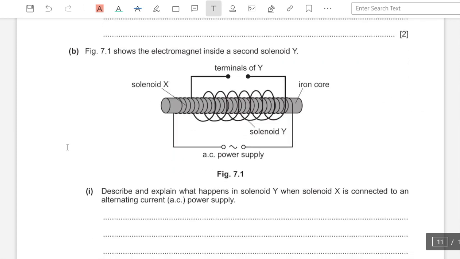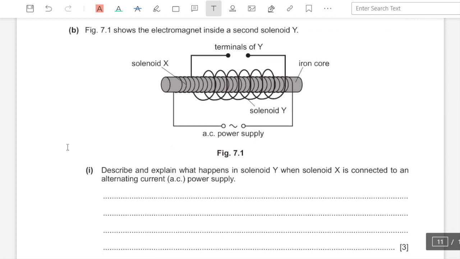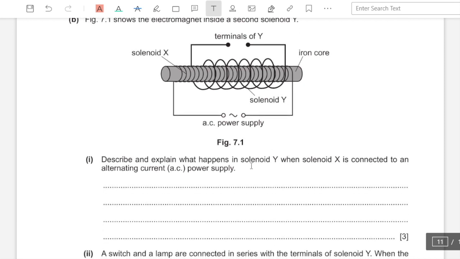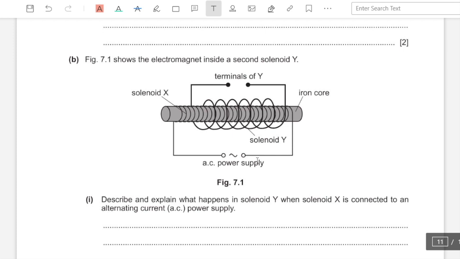B. Figure 7.1 shows the electromagnet inside a second coil Y. 1. Describe and explain what happens in solenoid Y when solenoid X is connected to an alternating current power supply. Alright, so once the alternating current power supply is switched on, a magnetic field is produced in the coil because of the AC current, and due to that magnetic field, the iron core is magnetized, and the magnetic field of the iron core is going to be much stronger than the magnetic field of solenoid X.